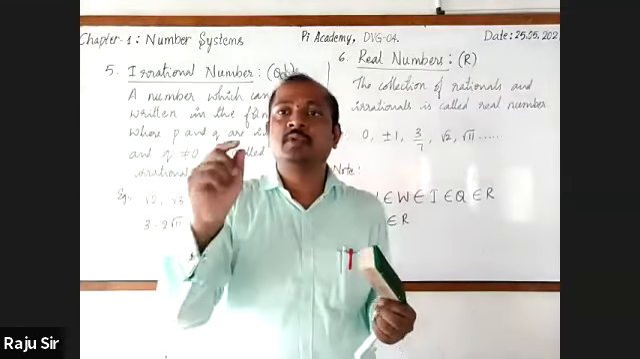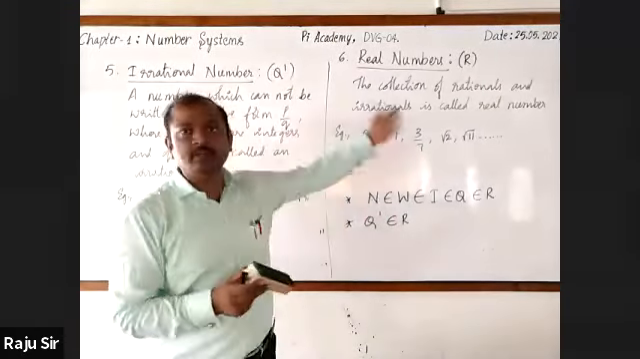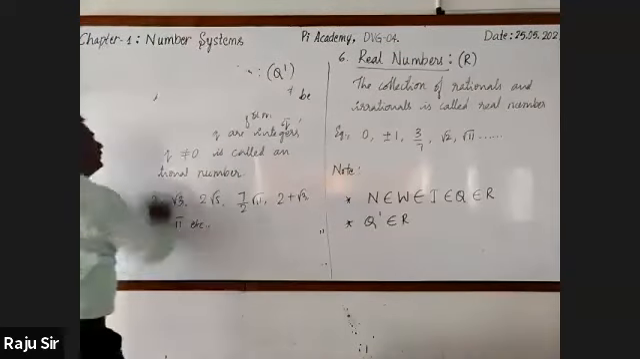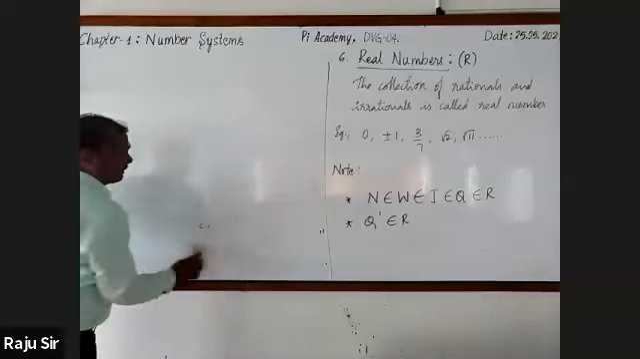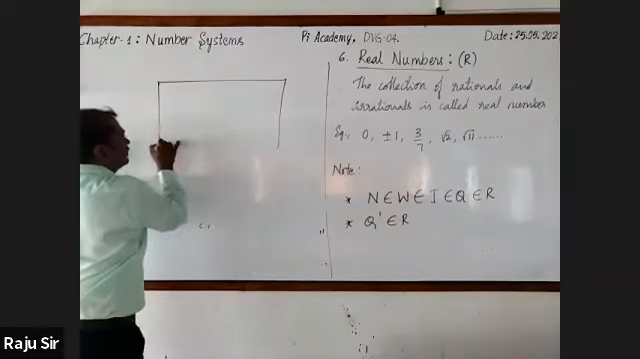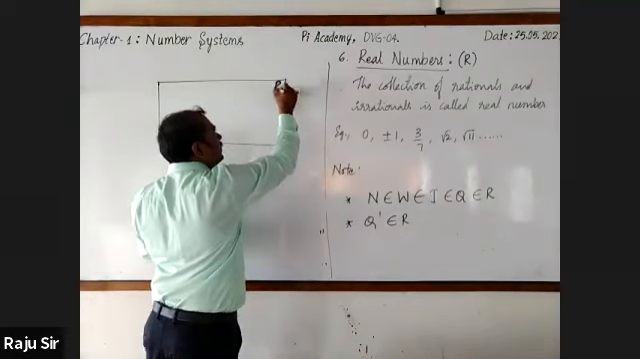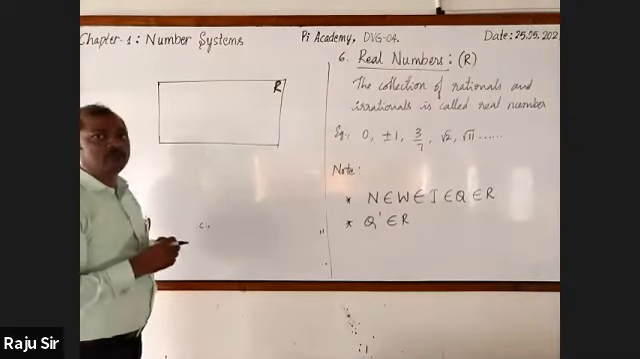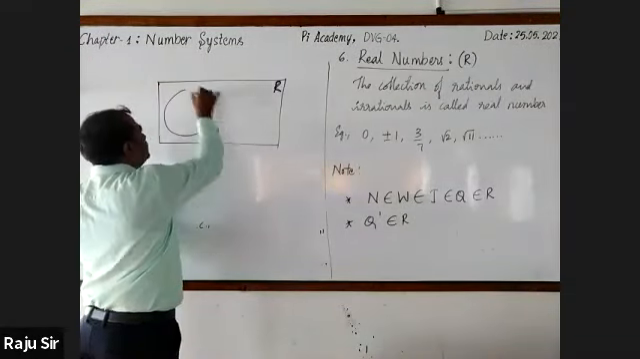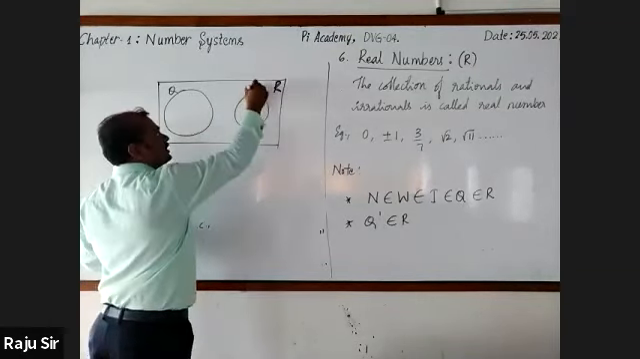That picture will give us information regarding the relationship among all the different types of numbers. Look here. If I take the rectangle as real numbers, you all know that it includes both rational and irrational. I'll take these two. It is rational Q and this is irrational Q dash, right?